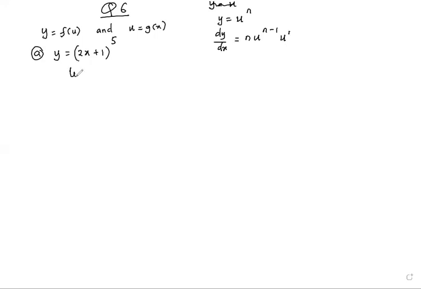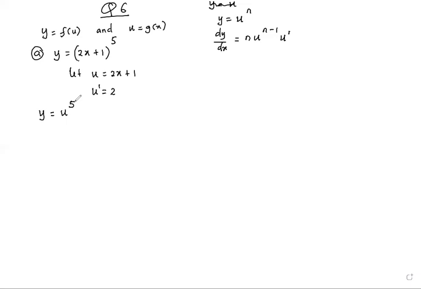So we let u be 2x plus 1, like that. And then differentiate u. So we get u prime, which is 2. Then go back and write our y as u to the power 5. So it's now a function. Y is now f of u. You see?